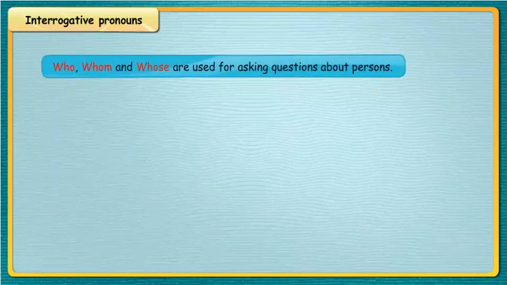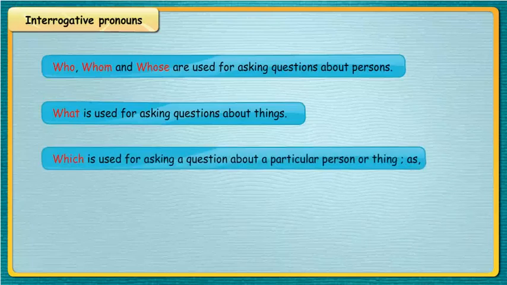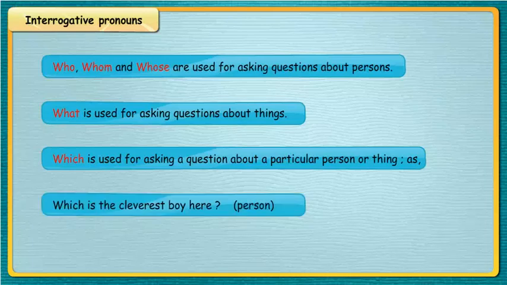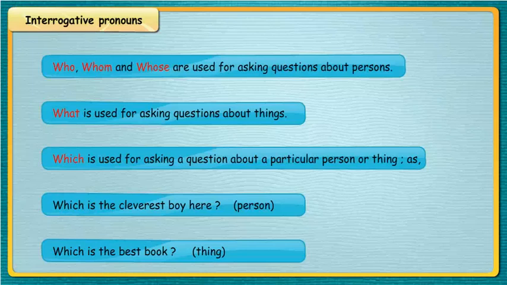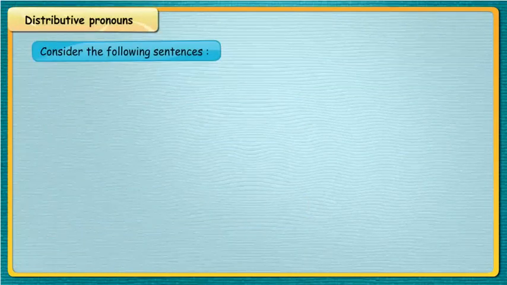Who, whom, and whose are used for asking questions about persons. What is used for asking questions about things. Which is used for asking a question about a particular person or thing, as which is the cleverest boy here? Person. Which is the best book? Thing.